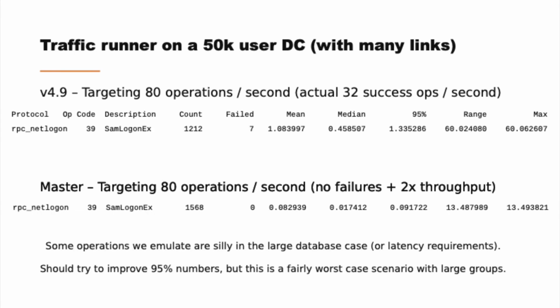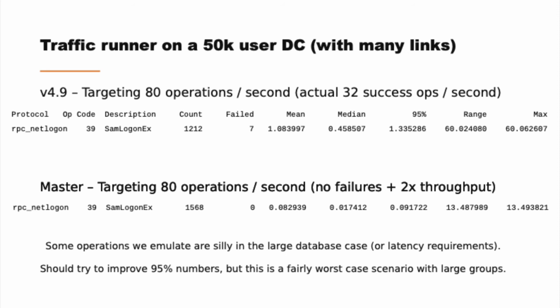Another operation that we looked at was net logon. Similar to the LDAP bind, we have failures. The max time it took to finish a net logon call was 60 seconds. We've reduced that in master. It's now 13 seconds or better. But at the 95th, it's not actually that bad. At the 95th, it's like a tenth of a second, which is not too bad.